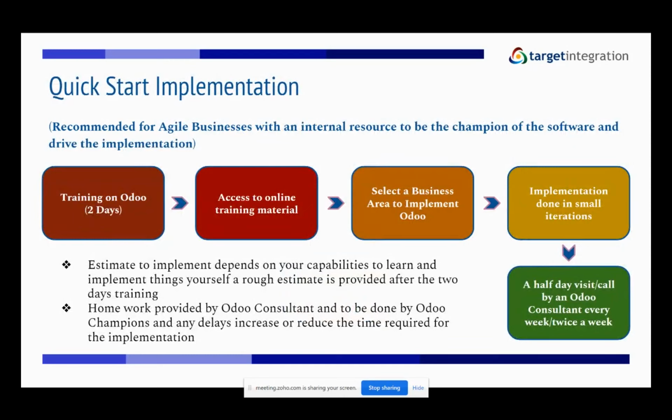The quick start implementation is basically recommended for smaller agile businesses. In this, we provide training on Odoo for 2 to 3 days, and then we give you access to the training material so you can study and learn, and we can help you. Then we help you implement the system. The implementation is done in small iterations, followed by a half day or full day visit by an Odoo consultant every week. And the estimate depends on your capability to learn and implement things yourself.